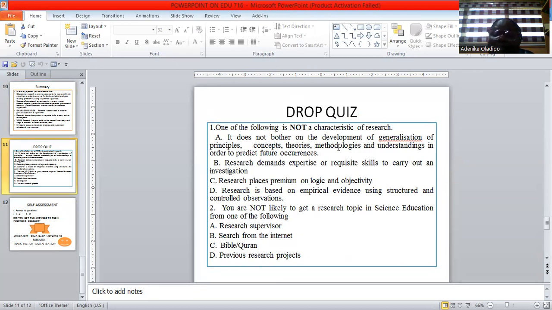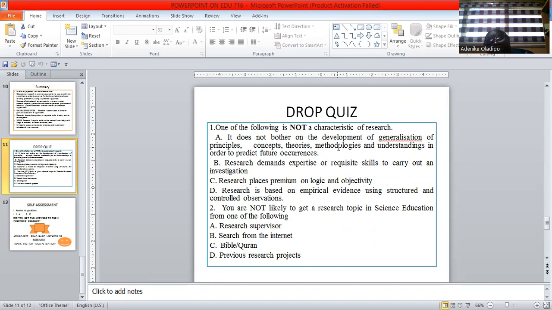One of the following is not a characteristic of research. A, it does not bother on the development of generalization of principle, concept, theory, methodologies, and understanding in order to predict future occurrences. B, research demands expertise or requisite skills to carry out an investigation. C, research places premium on logic and objectivity. D, research is based on empirical evidence using structured and controlled observation. I'm sure by now you have chosen your answer. Now you can go to the second one.